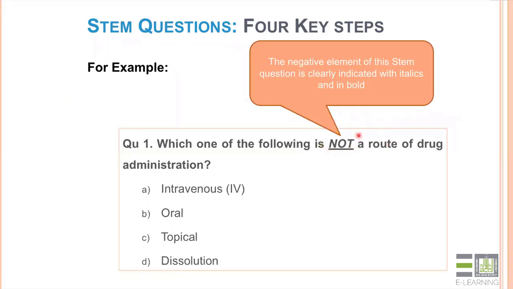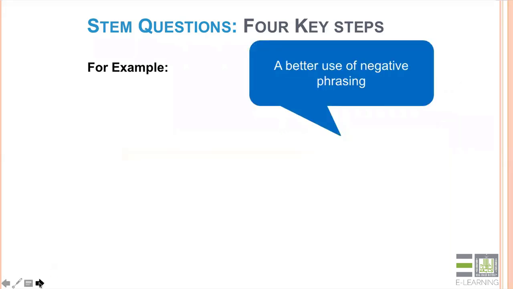So notice that the negative statement is highlighted in bold, in capitals, and also underlined. But in my opinion, this question could be better rephrased so that the negative statement or the negative word is not incorporated. And I've got an example of how I would rephrase this question better.